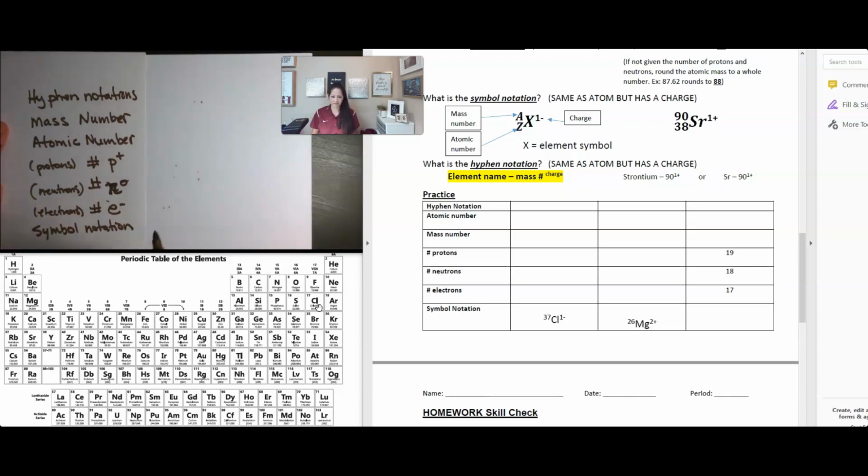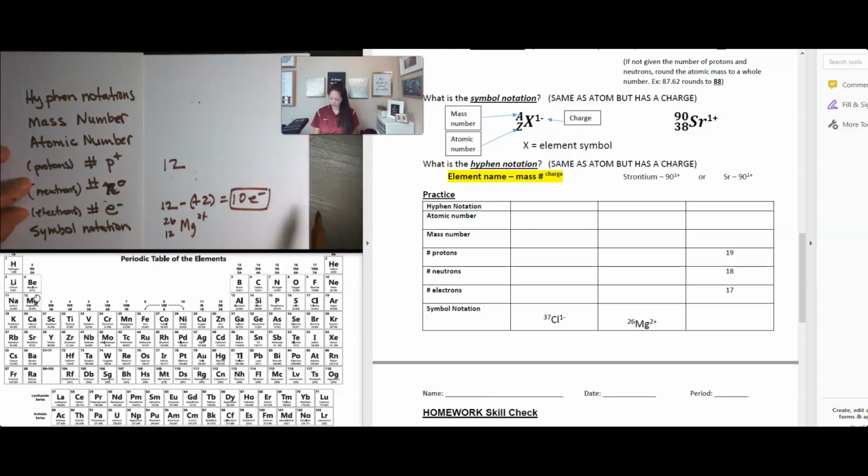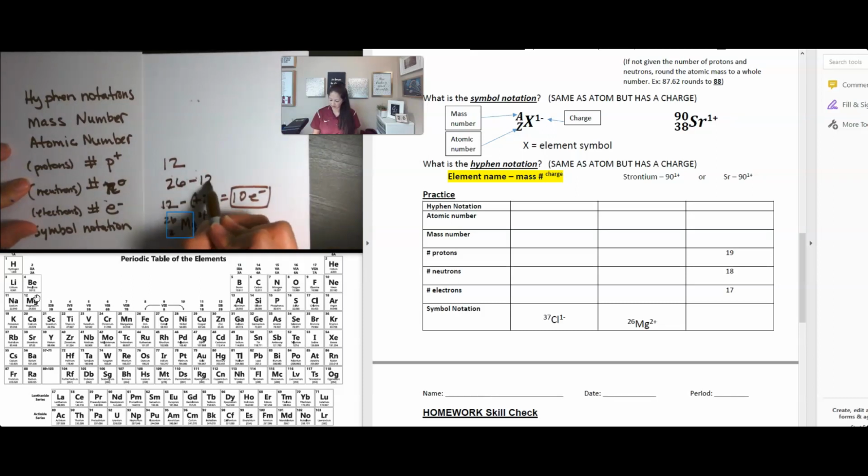So we have down here again 26 magnesium and a 2+. We can find the atomic number for magnesium over here, which is 12 on the periodic table. And our protons is 12. Electrons, well, we have a 2+ charge, so we're going to say 12 minus a +2. So we have 10 electrons. Our neutrons is going to be our mass number minus our atomic number. So we are going to get, you can put in your calculator, but you have 14 neutrons.